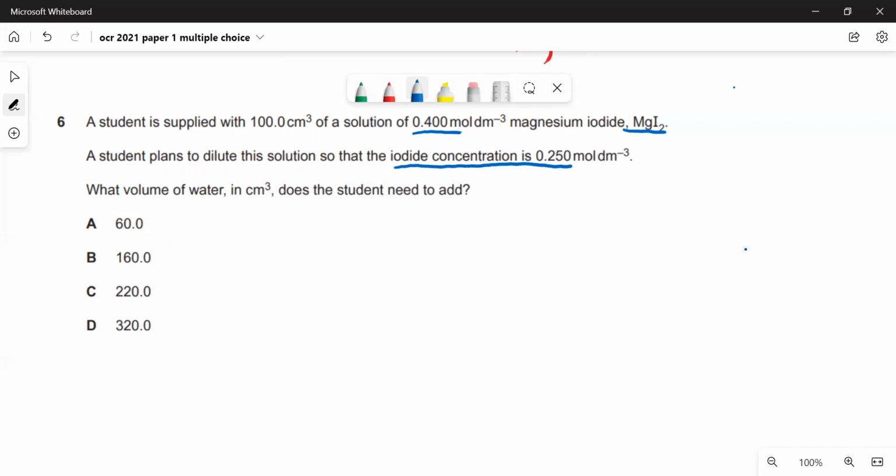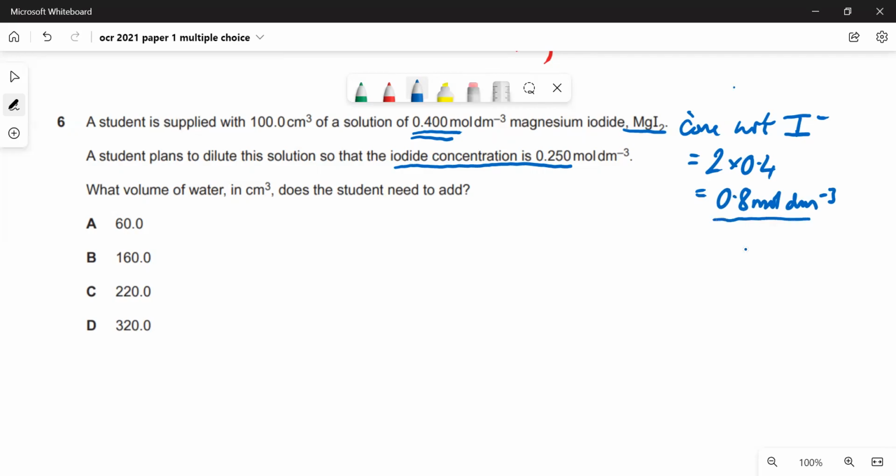So what we need to do here is work out the concentration of this solution with respect to the iodide ion. Well, 1 mole of magnesium iodide contains 2 moles of iodide ions, so it's equal to 2 times 0.4, which is 0.8 mole per decimeter cubed. If you forget to do that, you'll get the wrong answer. So the concentration of iodide ions in the original solution is 0.8.